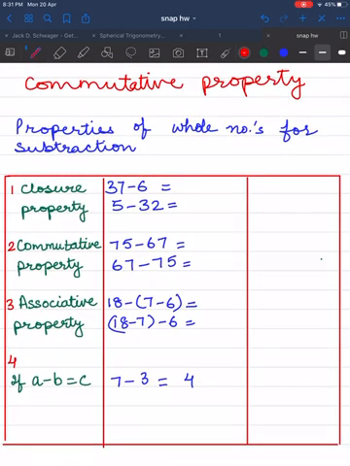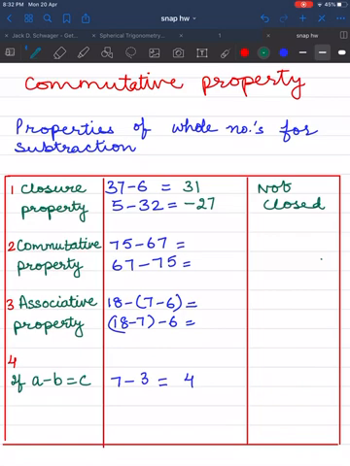Now let us discuss properties of whole numbers for subtraction. Now first property is closure property. Here I have taken two whole numbers 37 and 6. Now 37 minus 6 is 31, which is a whole number. Now in second case I have taken 5 and 32. Now 5 minus 32 is minus 27, which is not a whole number. So if we subtract two whole numbers, it may or may not be a whole number. So we say that whole numbers are not closed under subtraction. So not closed.